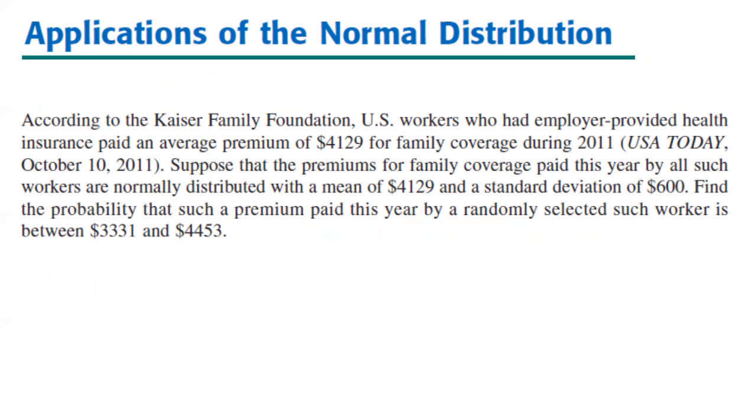Okay, the first one, according to the Kaiser Family Foundation, US workers who had employer provided health insurance paid an average premium of $4,129 for family coverage during 2011. Suppose that the premiums for family coverage paid this year by all such workers are normally distributed with a mean of 4129 and a standard deviation of 600. Find the probability that such a premium paid this year by a randomly selected such worker is between $3331 and $4453. Okay, here it asks you to find the probability of X lies in a specific interval, right?